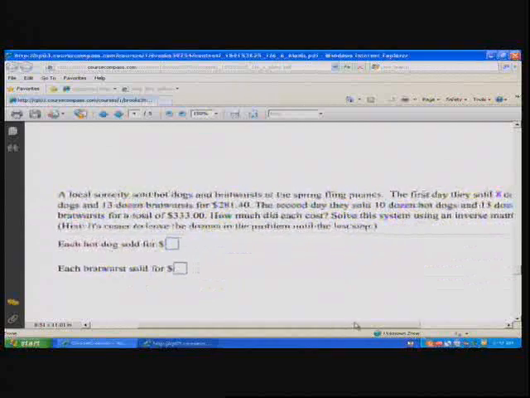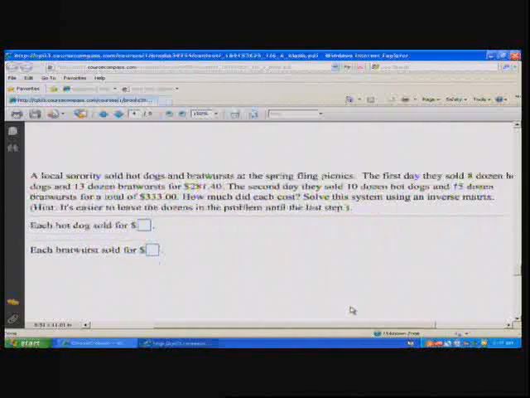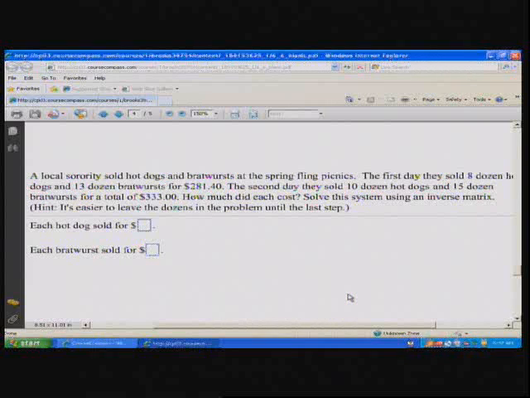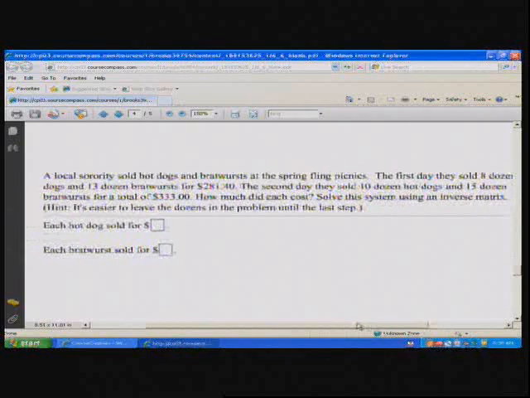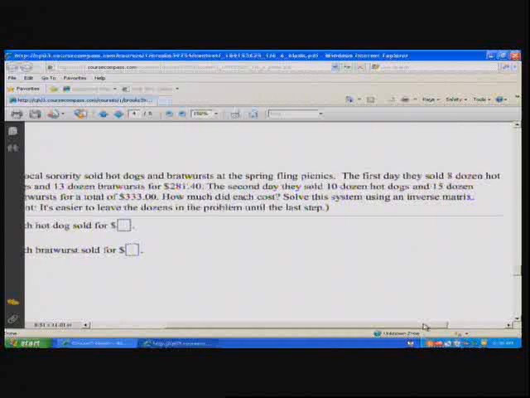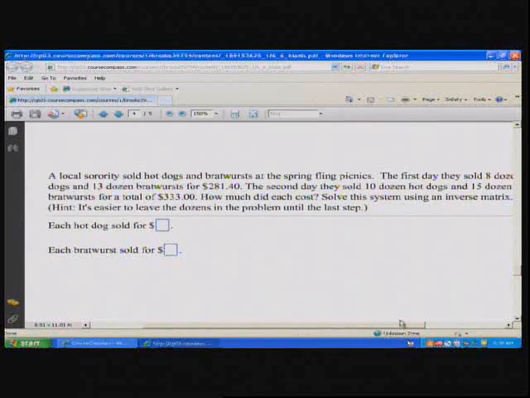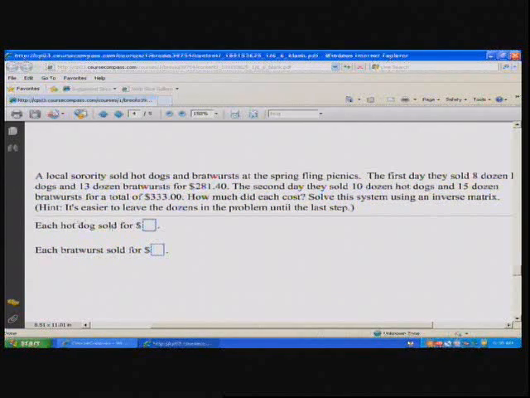Let's look at this next question. Number 14. We have to set up the equation, so that's going to be kind of fun. It says, a local sorority sold hot dogs and bratwursts at the Spring Fling picnics. The first day they sold 8 dozen hot dogs and 13 dozen bratwursts, and they made $281.40. The second day they sold 12 dozen hot dogs and 15 dozen bratwursts for a total of $333. How much does each cost? Solve the system using an inverse matrix. The hint is it's easier to leave the dozens in the problem until the last step.